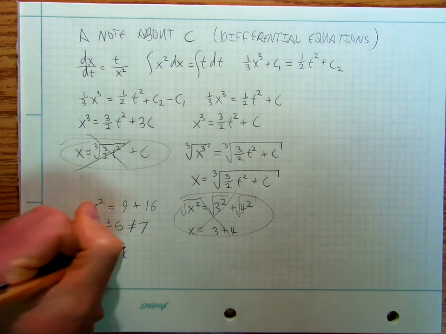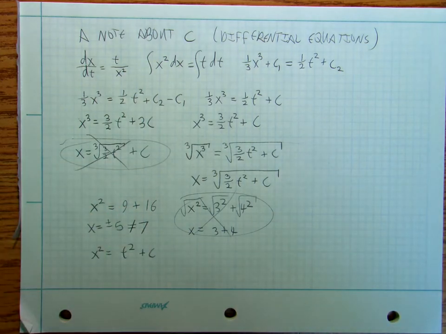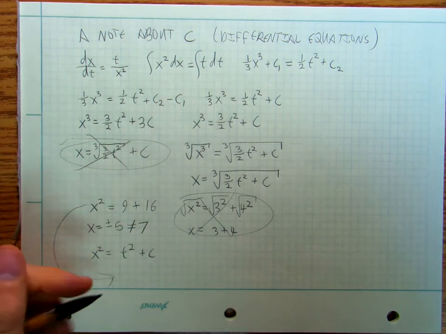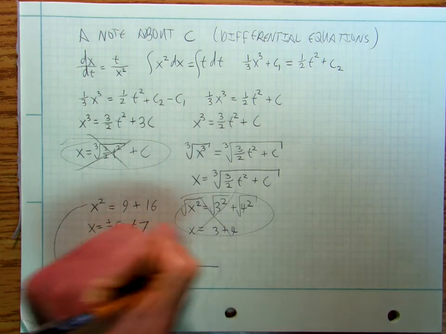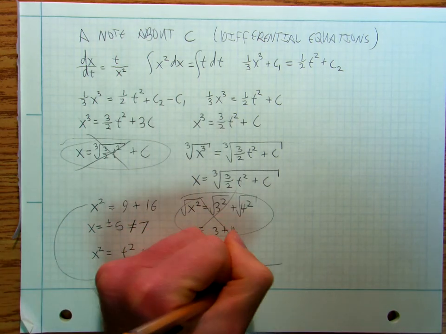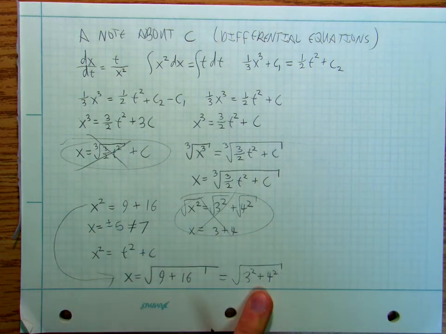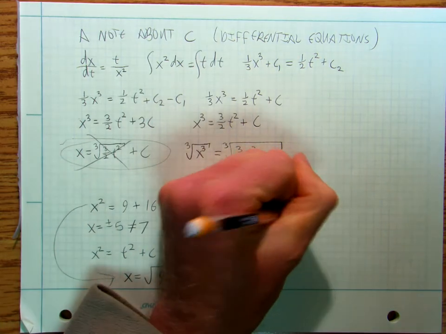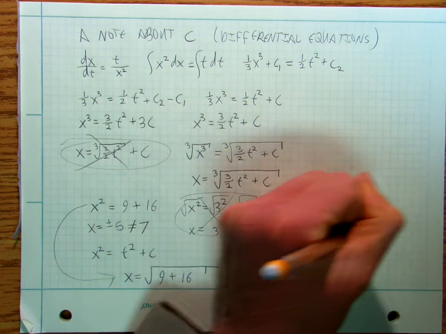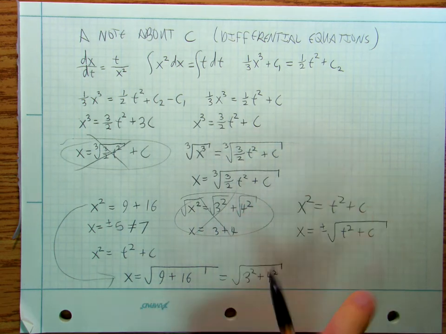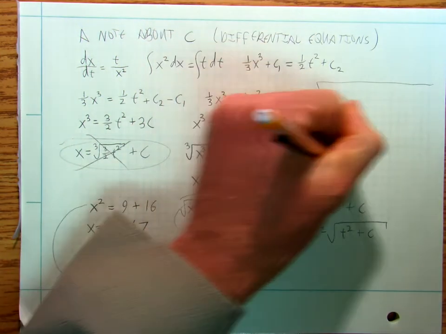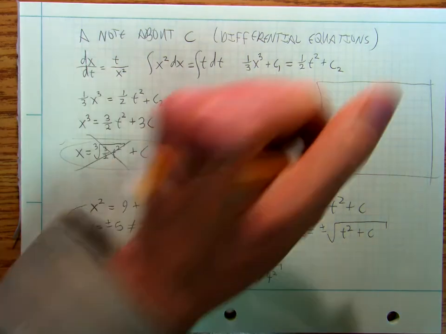If I've got x squared equal to t squared plus c, I have to do, let me go back. x is going to be equal to the square root of 9 plus 16, or it's going to be the square root of 3 squared plus 4 squared, all under the square root. So if I say x squared equals t squared plus c, then x is plus or minus the square root of t squared plus c, and the c gets locked under the square root.